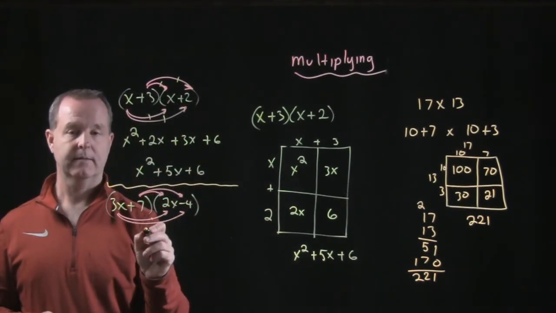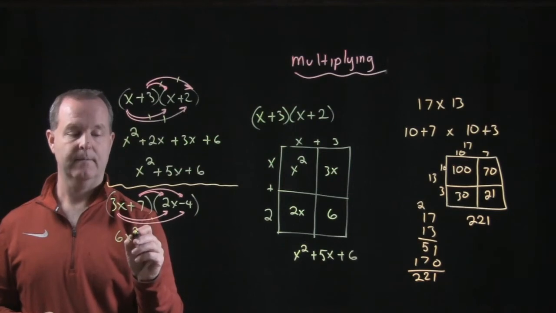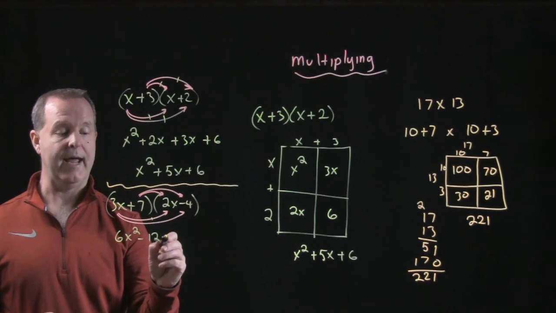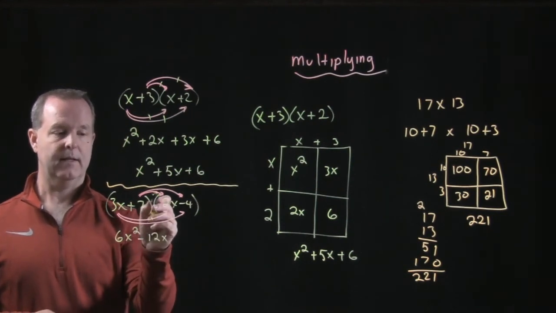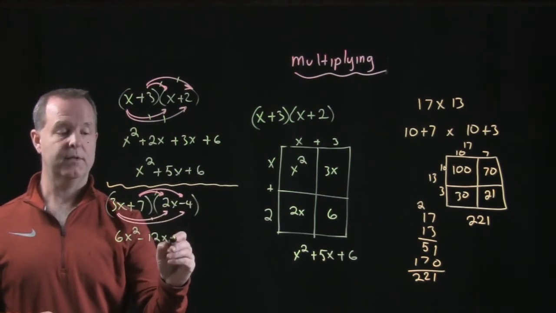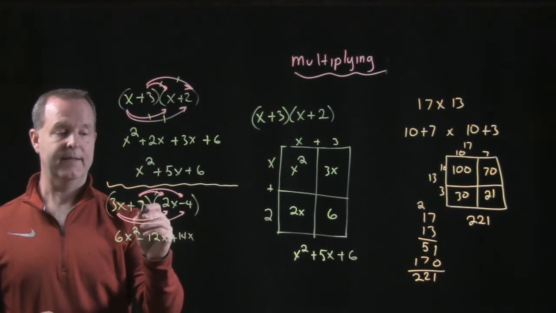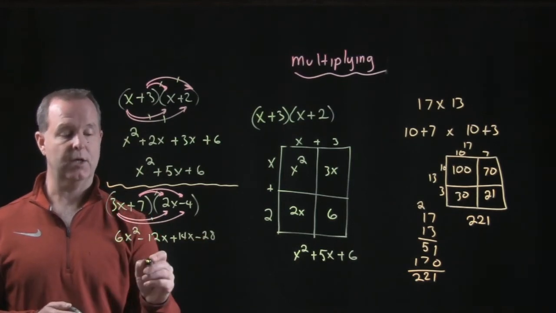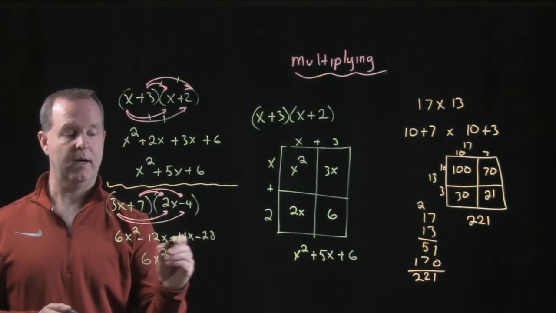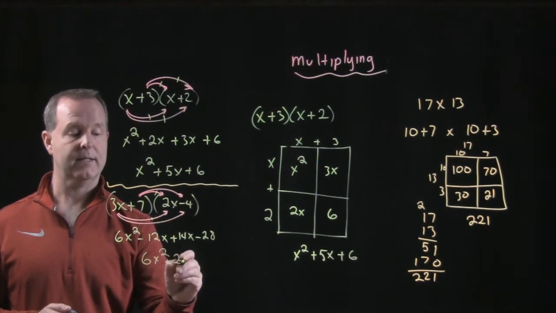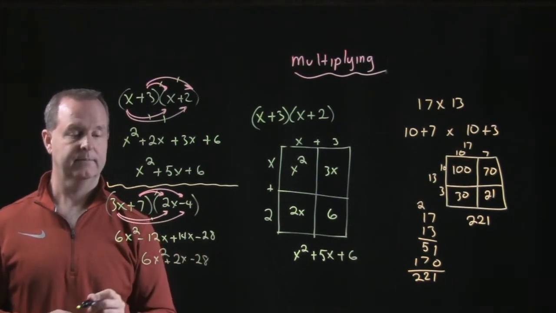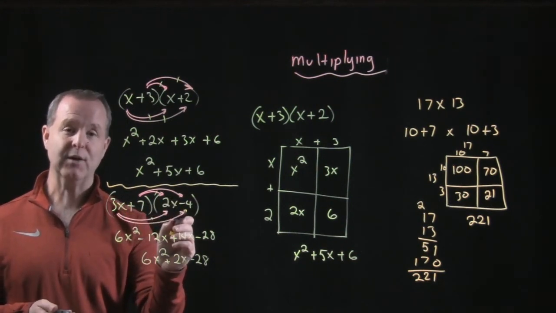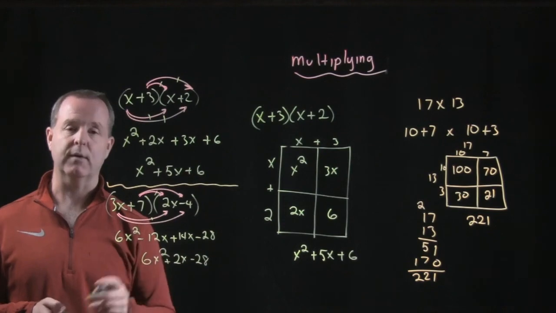3x times 2x produces 6x squared. 3x times a negative 4 produces negative 12x. 7 times 2x produces 14x. And then 7 times a negative 4 makes negative 28. Collect like terms. That's 6x squared plus 2x minus 28. And what we just did is we multiplied a binomial times a binomial, and it produces this second degree trinomial.